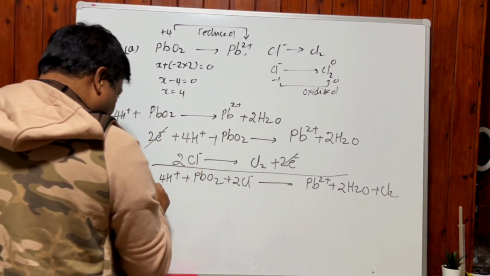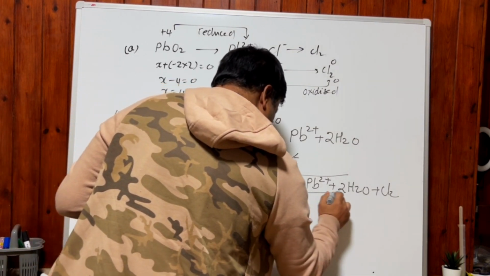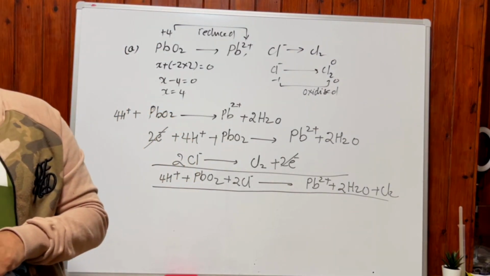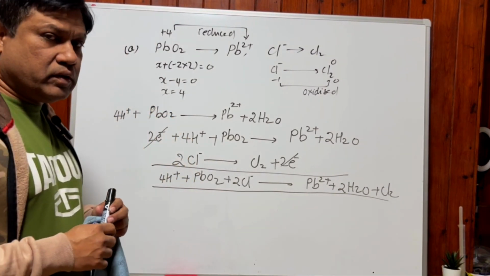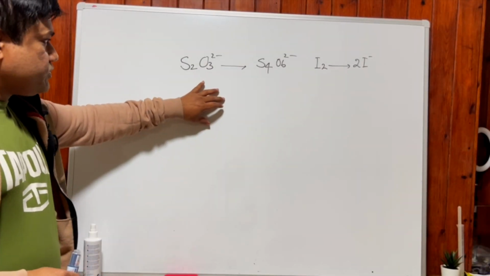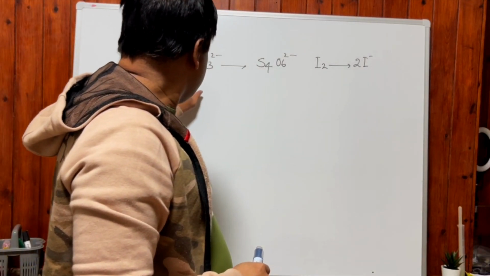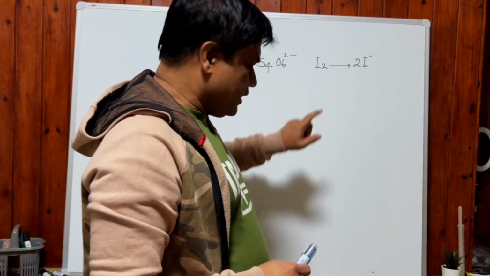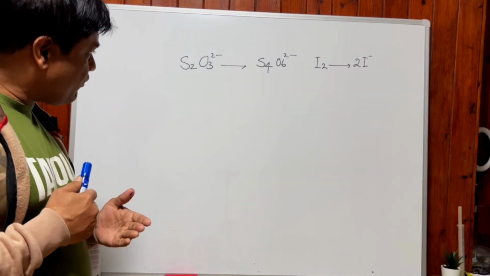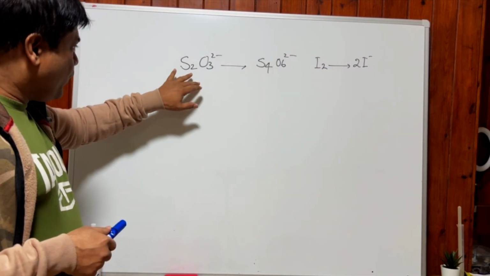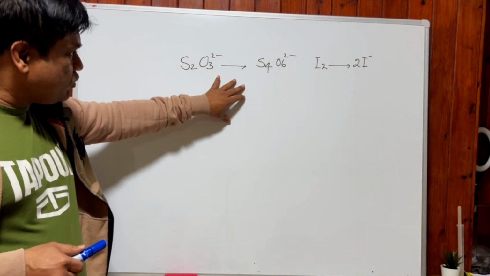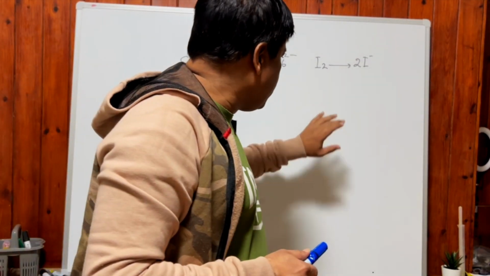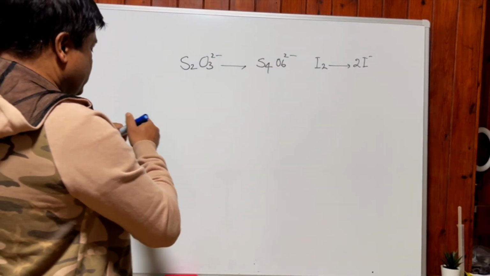Now we will do one more equation balancing. Try that one, guys. Check the oxidation state of sulfur here and iodine here. First, you have to figure out which element or which compound undergoes oxidation and which one undergoes reduction. Let's check that. Sulfur.